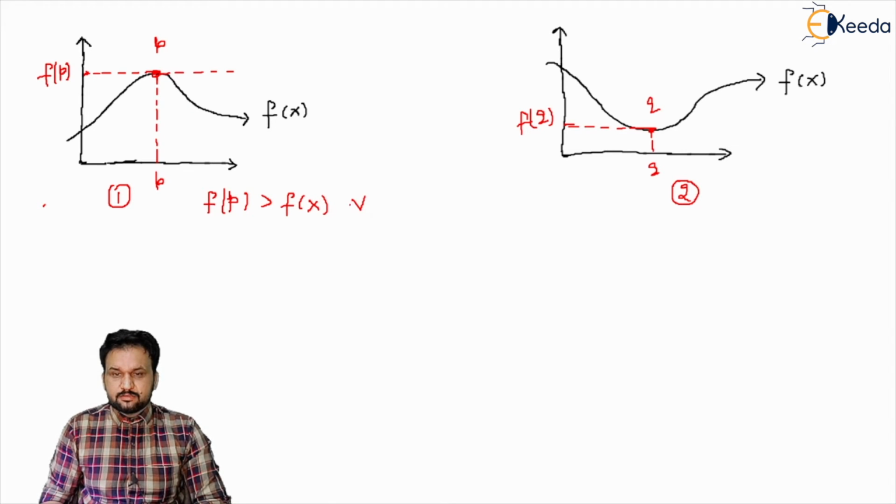So for all x, whatever the interval is, if an interval is given you can write x belongs to the interval a comma b. If no interval is given, you can write for all x. So if f of p is greater than f of x for all x in a comma b, meaning you focus on the values of the function only within this interval, then f of p is called the maximum value of the function.